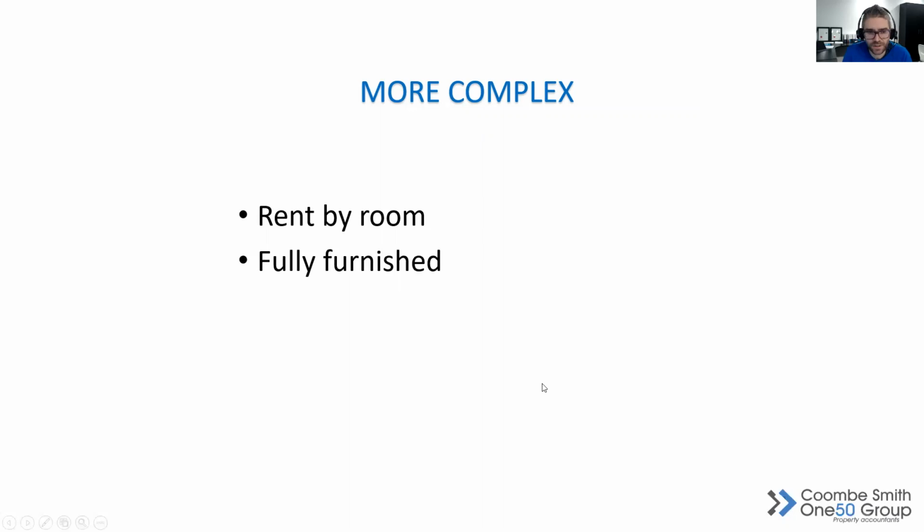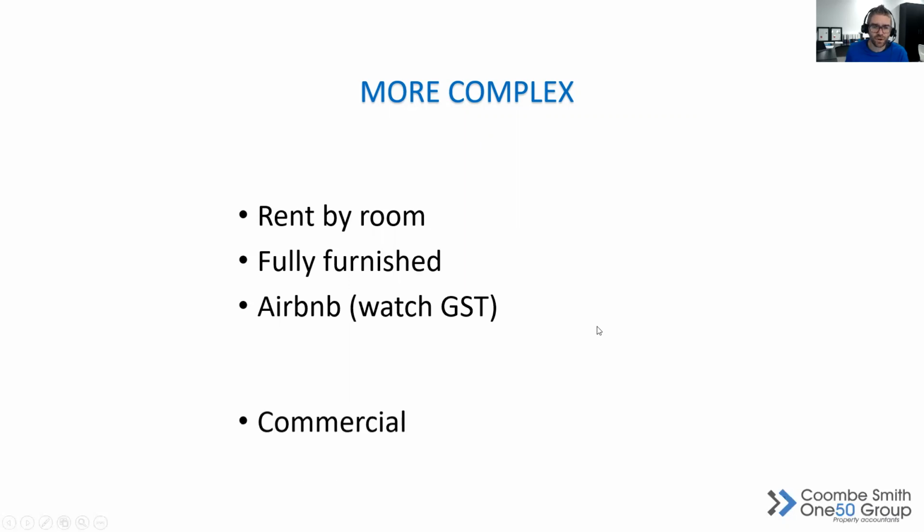Fully furnished is another option. Generally means you can get more rent, and it can work in some places. But just talk a lot to your property managers about whether that works in your location. Airbnb, if you're going to earn more than 60,000 a year from them, watch GST and get some GST advice.